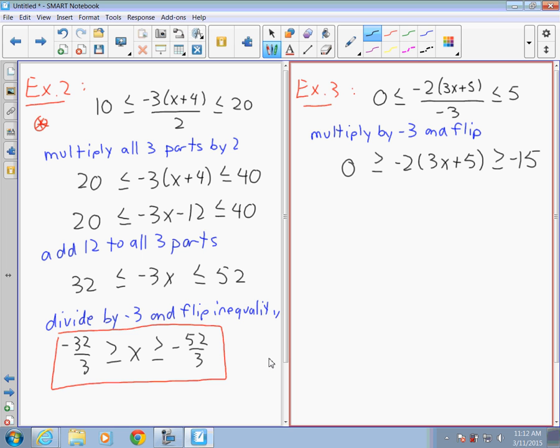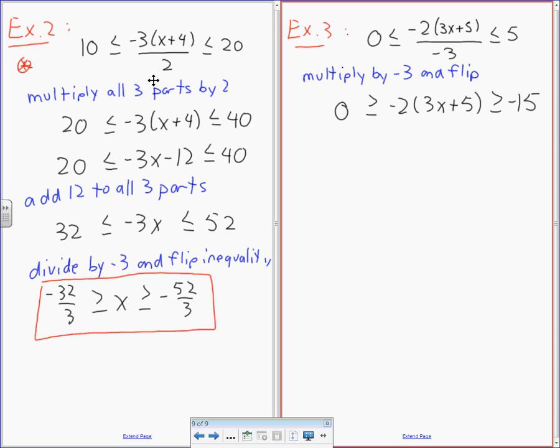Okay, so what I did was, again, I multiplied to get rid of that, and again, the inequalities flip. When you multiply or divide by a negative, that's when things flip. All right, Grace, what comes next, please? Yeah, you can either distribute the -2 or divide by -2, whatever is better for you. Okay, so let's distribute here then. So change to 0 is less than or equal to -6x minus 10, which is greater than or equal to -15.